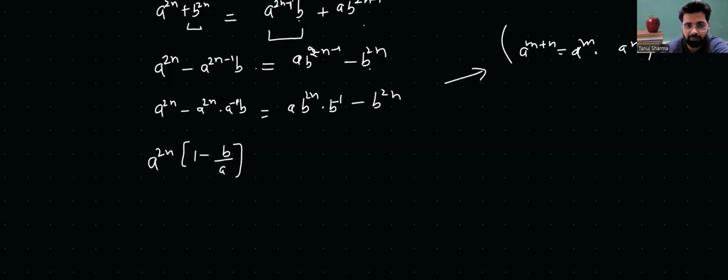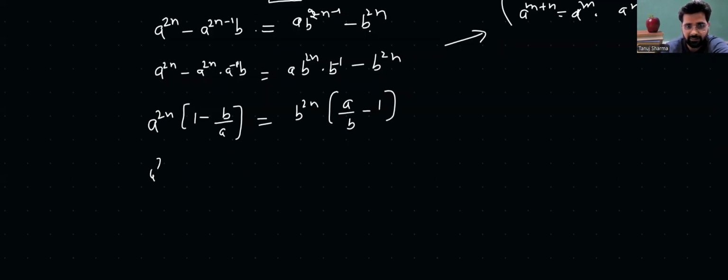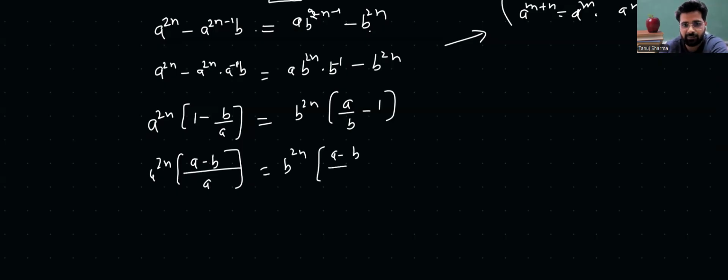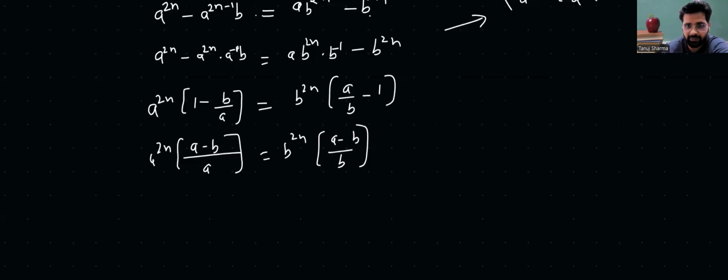Then this is equal to, now b raised to power 2n is going to come out common, and this is a by b minus 1. So now we have to take the LCM on this side. This becomes a minus b, then b raised to power 2n, equal to a minus b by b. So now we can easily simplify it. How? Look at this part, a minus b and a minus b are in the numerator of each side, so that can be cancelled out very easily.